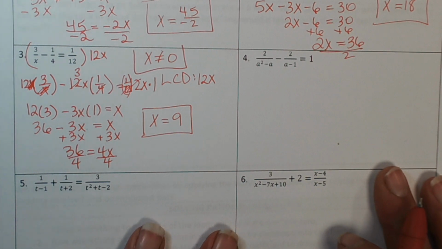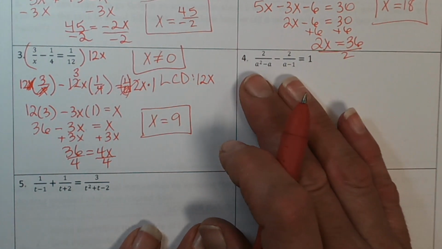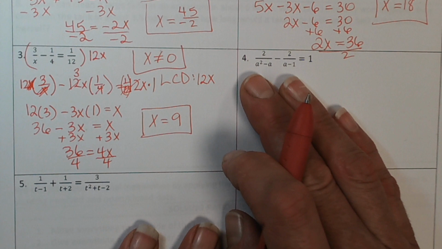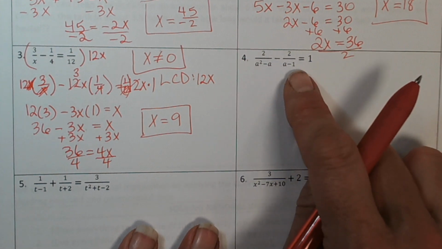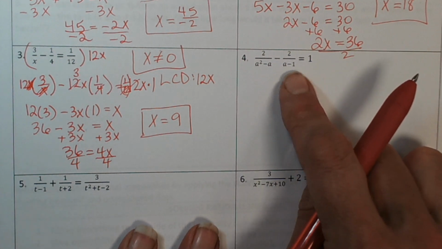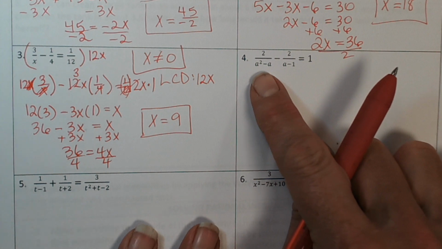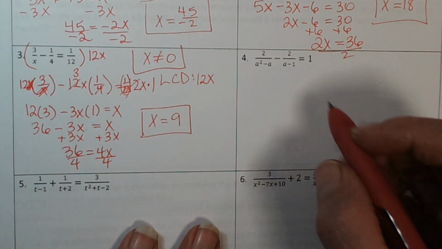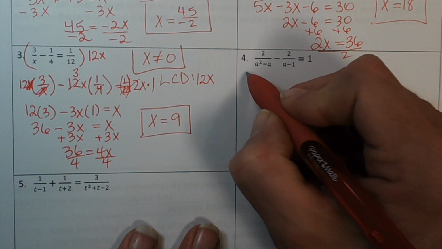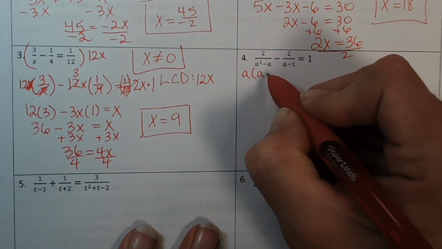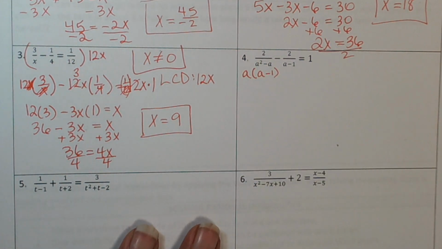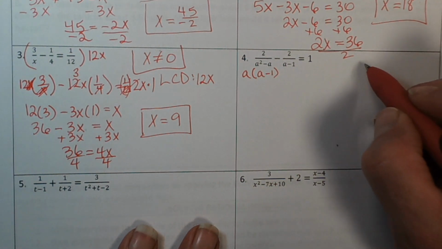All right, moving on. So again, we see in this case, sometimes you're going to have to factor the denominators. The a minus 1 is in factored form, but a times a squared minus a has a GCF. So if I factor out that a, then I have an a and an a minus 1.